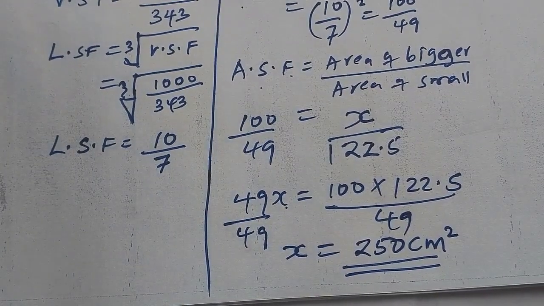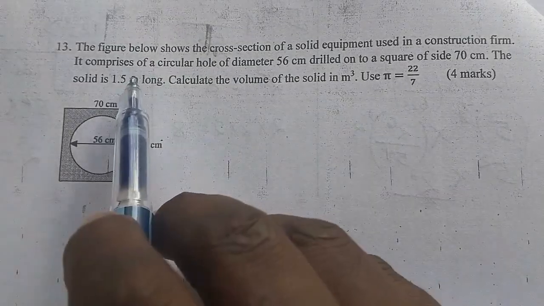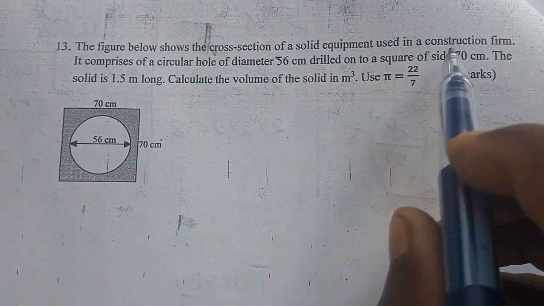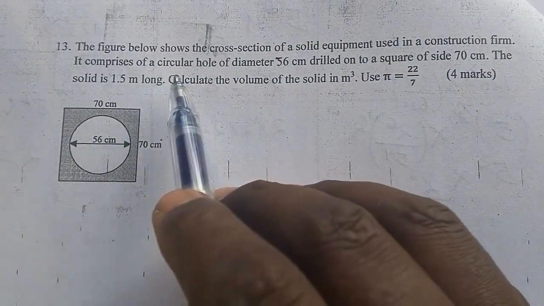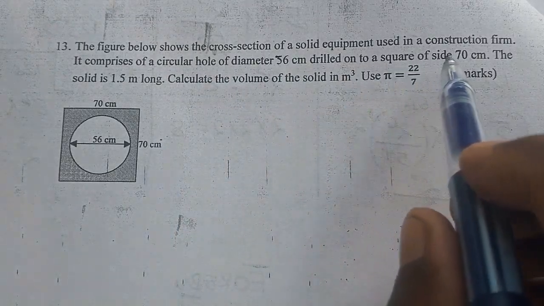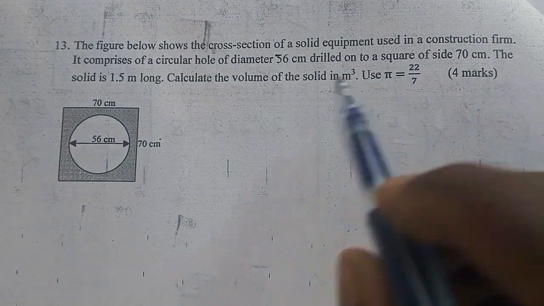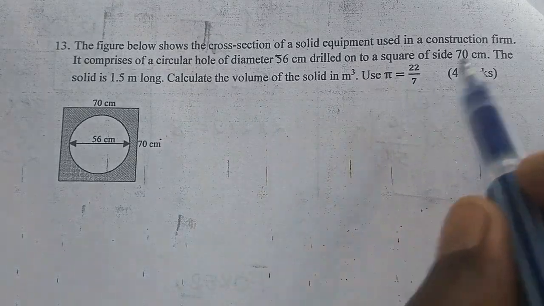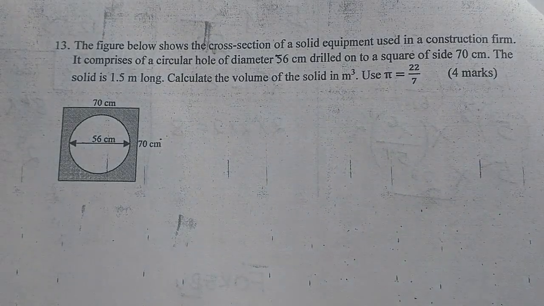The figure below shows a cross-section of a solid equipment used in a construction firm. It comprises of a circular hole of diameter 56, drilled on the square of side 70. The solid is 1.5 meters long. Calculate the volume of the solid in meters cube. There's two ways we can do that. Let's get the cross-section area of the solid.